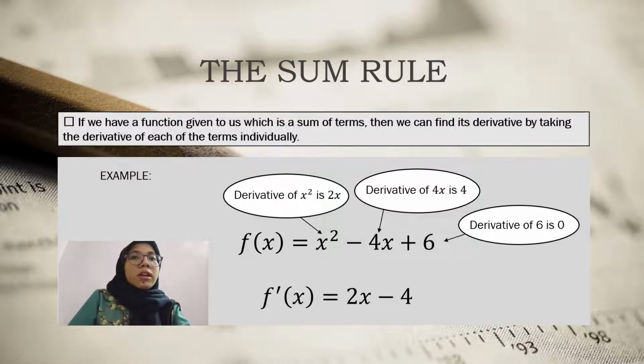So for example, f(x) equals x power 2 minus 4x plus 6. The derivative of x power 2 is 2x, meanwhile the derivative of 4x is 4. And lastly, the derivative of 6 is 0. So the answer will be f prime x equals 2x minus 4.